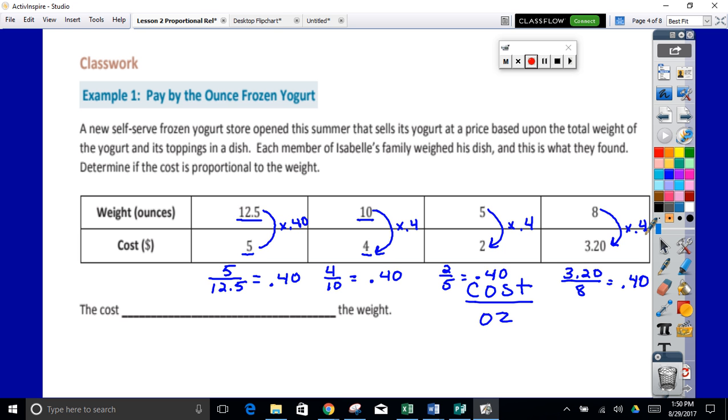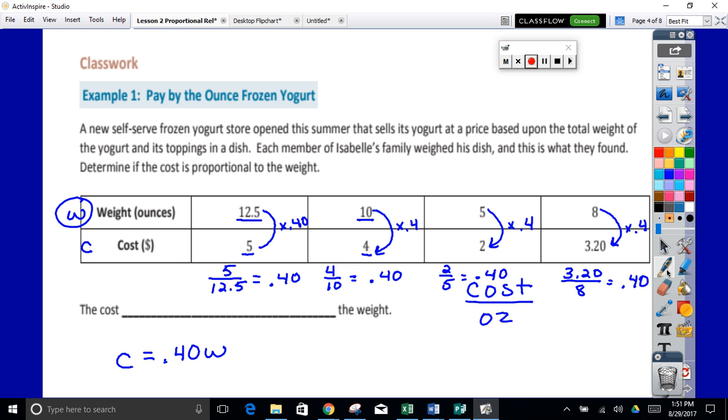We could write this as an equation. We could use a variable here, such as W to represent weight and C to represent cost. And I could write an equation that says the cost is equal to the weight times 0.4. Or I'm going to write the 0.4 first: C equals 0.4 times W. And I could leave the 0 out. I could just write 0.4, or I can write 0.40, and it's the same amount.